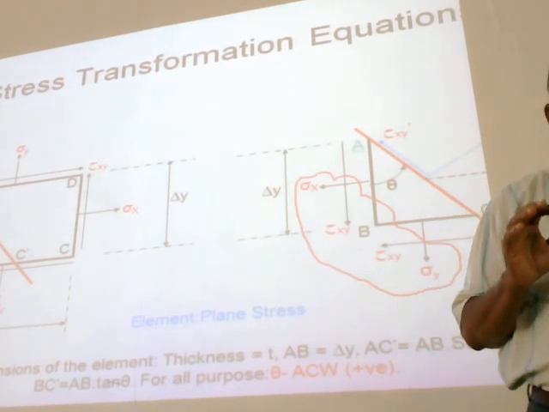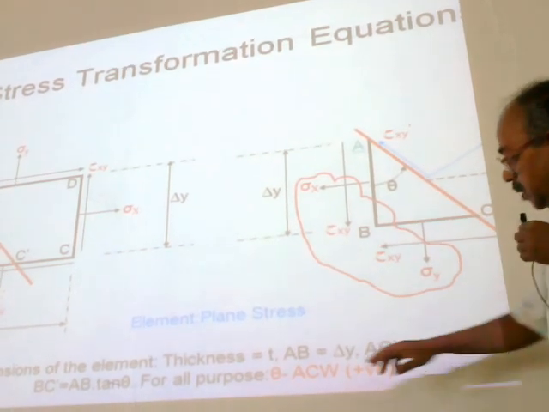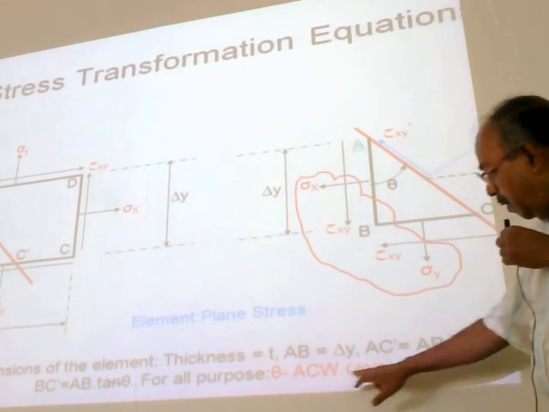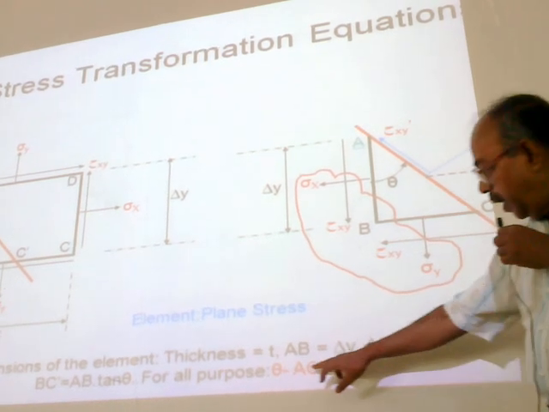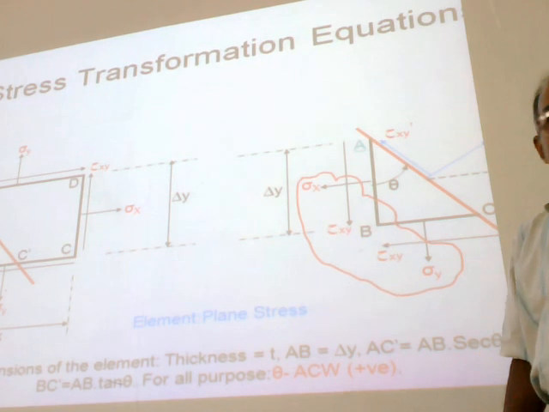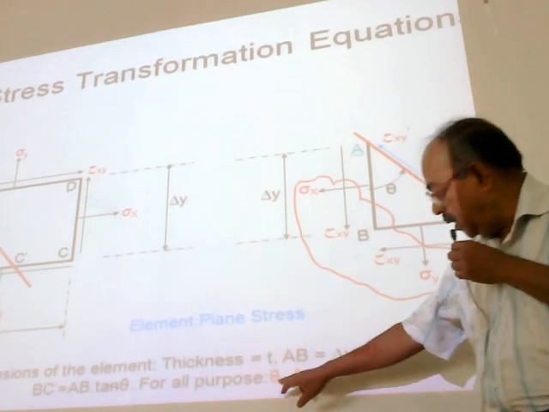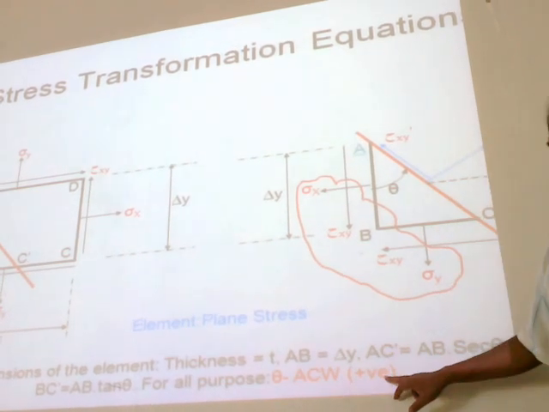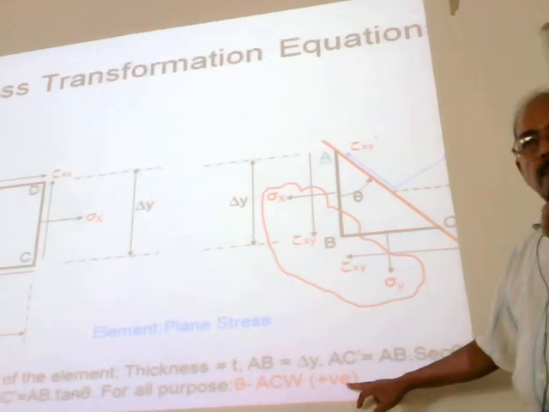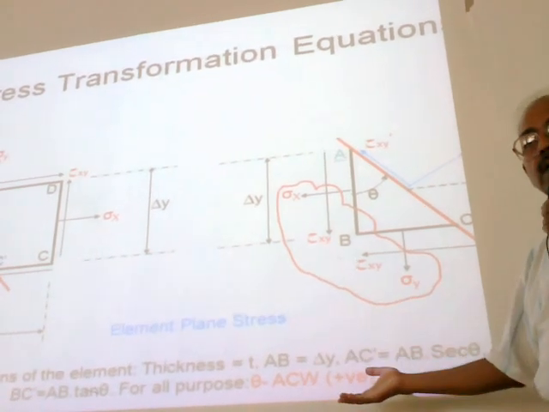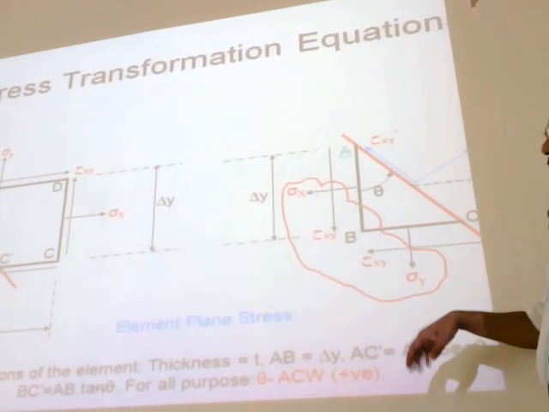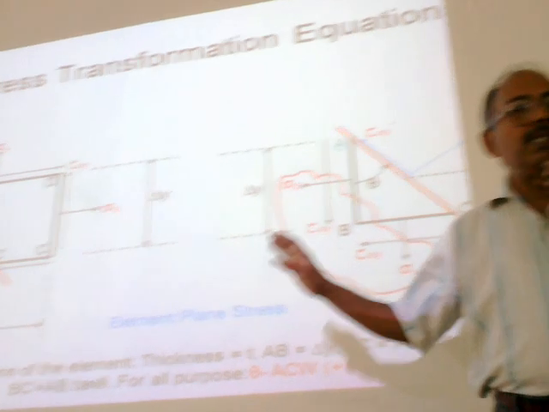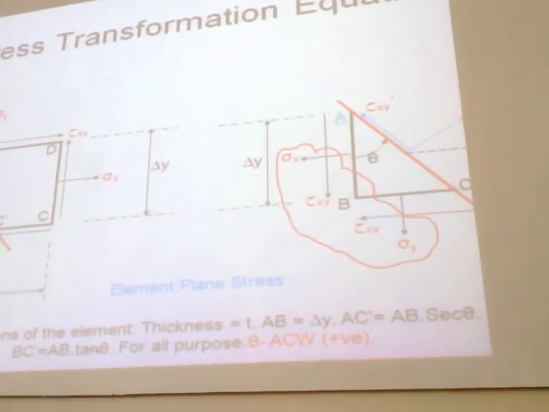It is not minus. Theta anti-clockwise is positive. I can put an arrow here. It is not negative. If it is clockwise, we will consider it negative. This is for one. Is it clear on this diagram? Just concentrate on this diagram.